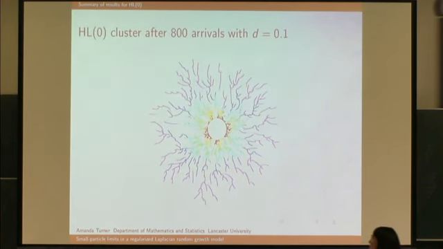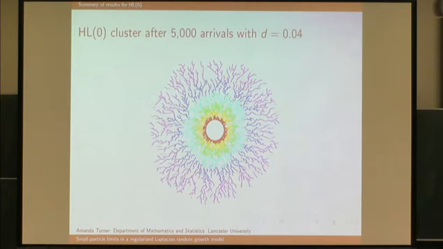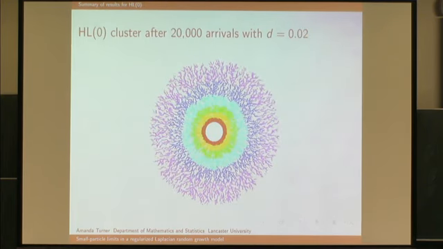Here are some pictures to illustrate the scaling limit. I've used different colors for different epochs of arrival: in the first epoch we've got red ones, and the pink ones come in last. Here you can see quite big distortions happening with the particles. This is with particles of size 0.1 after 800 arrivals. Then I go for particle size 0.02 after 5,000 arrivals, and then I shrink my particles even more and go for 20,000 arrivals with d equals 0.02.